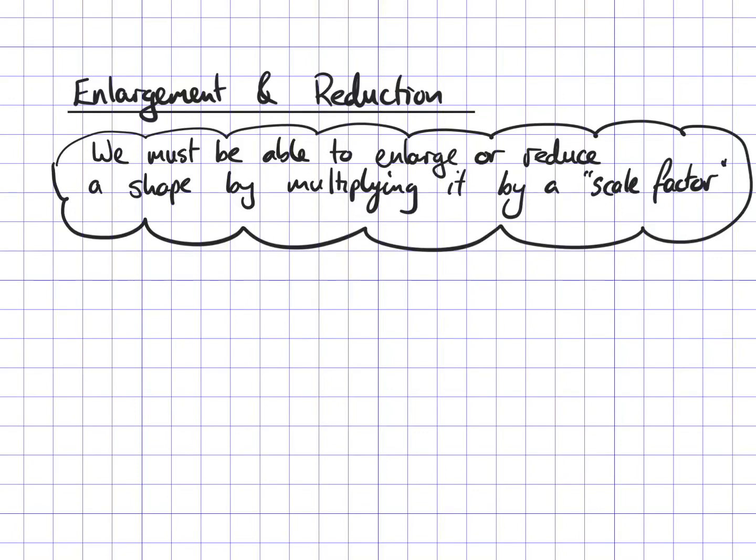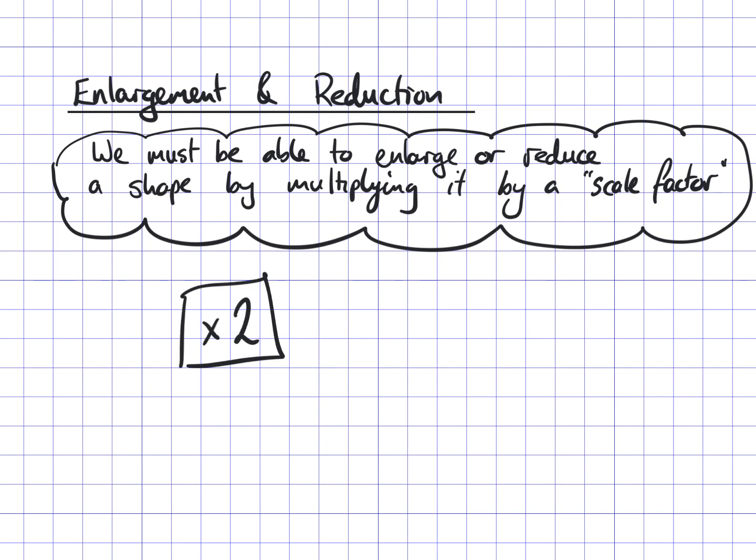In this lesson, we'll look at enlarging or reducing shapes by multiplying by something called a scale factor. Basically, a scale factor is a number which we're going to multiply by, which will change the lengths of all of the sides of that shape. So say, for instance, I was to use the scale factor times 2, that basically means all of the sides would get 2 times as long.